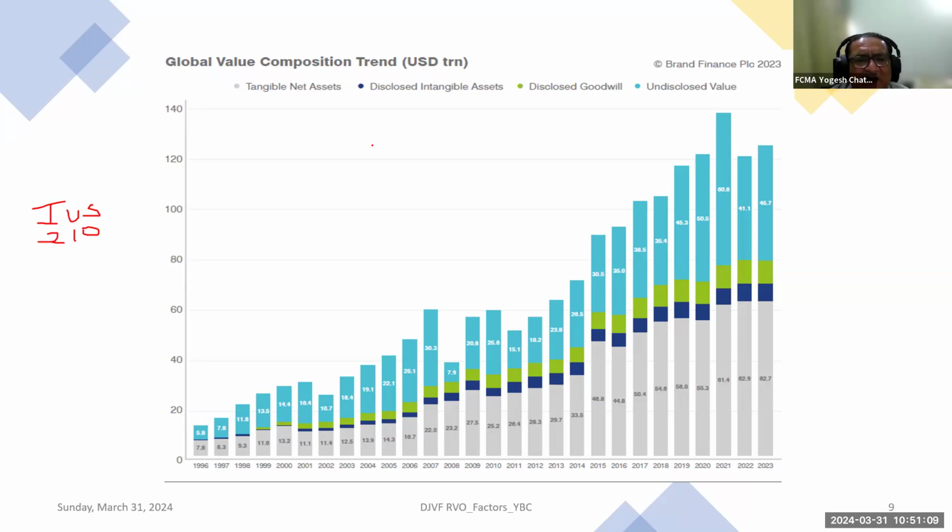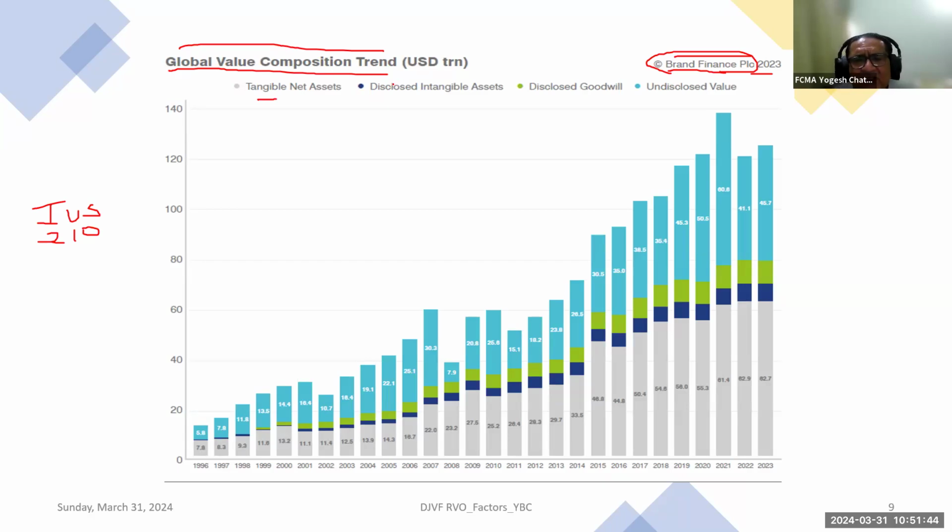So all the IT companies and e-commerce companies, for example, derive their value out of their intangible assets. This chart will give you an idea about the global composition trend. I have taken this from Brand Finance PLC, a leading consultant in the field of intangible assets. So going by the figures provided by them, this is the breakup of global value composition.